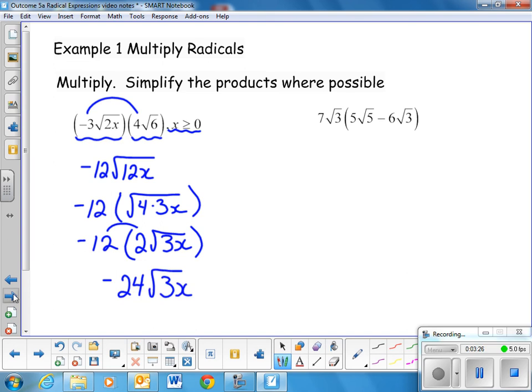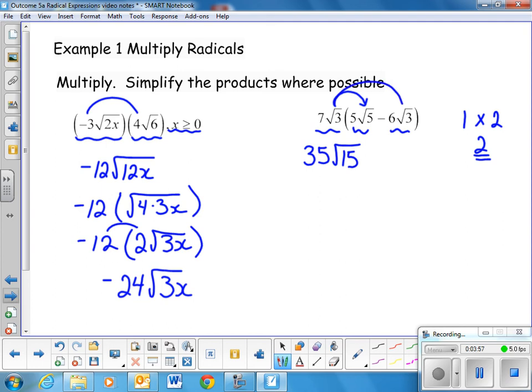The next question has a single term being multiplied by two terms. So one term multiplied by two terms means that I should have two terms in my answer before I start simplifying. The first one comes from multiplying these two terms together. To do that, we're going to multiply the numbers out front. So 7 times 5 is 35. Under the root sign, 3 times 5 is 15.